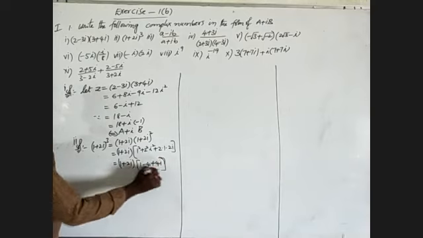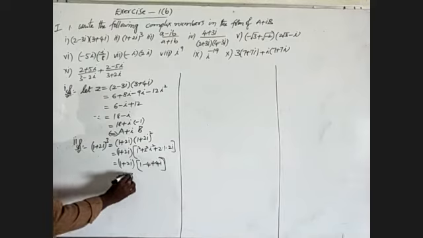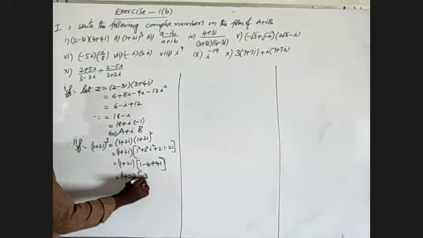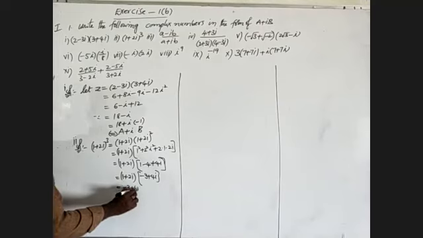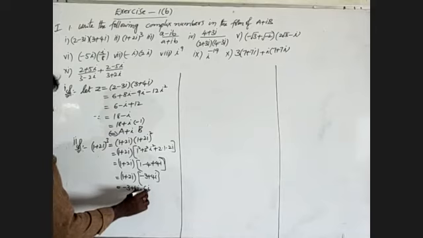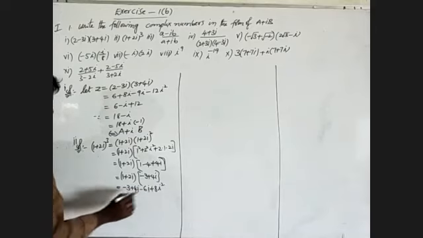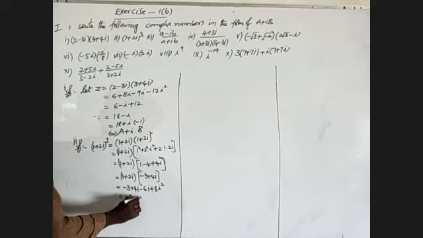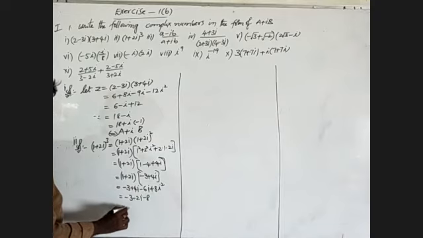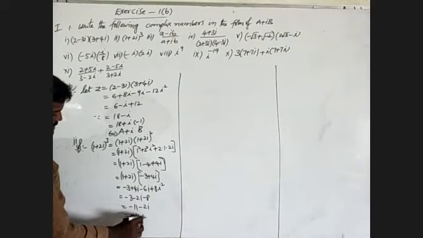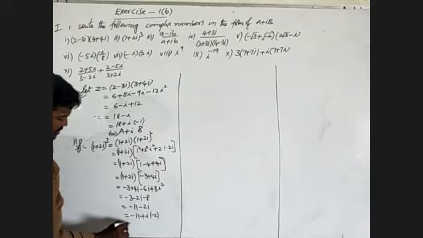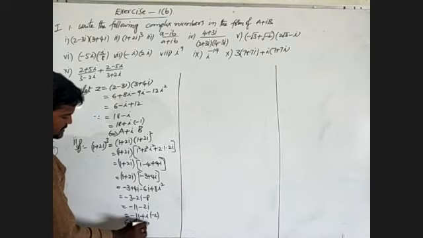Then the remaining is 1 plus 2i into minus 3 plus 4i. Here 1 into minus 3 is minus 3, 1 into 4i is 4i, plus into minus, minus 2i into 3 is 6i. After that, 2 4 8, i into i is i square. That means minus 3 minus 2i minus 8, which must be written as minus 11 minus 2i. This we have to write as minus 11 plus i into minus 2, when it is of the form a plus ib.